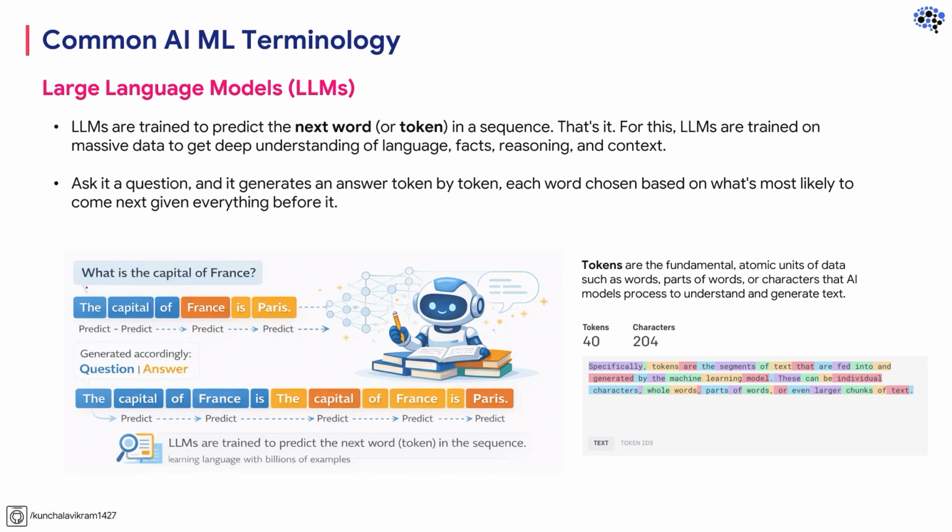Yeah. So when you ask what is the capital of France, the model will start with: the capital of France is Paris. So this is token by token. It predicts the next word based on the previous words, right?